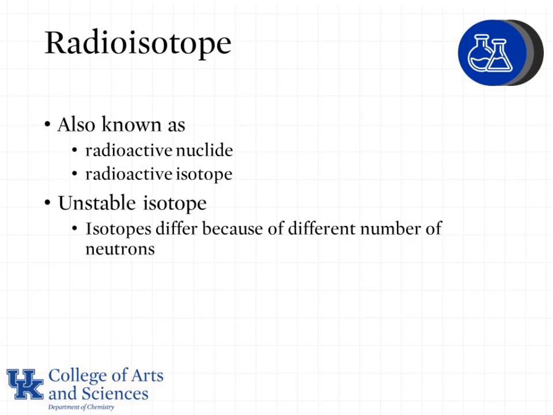For example, we can have carbon-12, carbon-13, and carbon-14. They all have the same number of protons because that determines the identity of the element, but they have a different number of neutrons to give a different mass number.